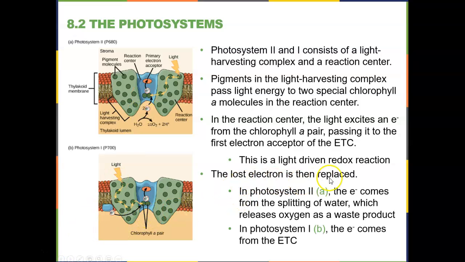That lost electron needs to be replaced. So in photosystem 2, the electron comes from, so this is going to be giving up its electron, comes from splitting water, getting that electron, and producing oxygen and hydrogen ions. Those hydrogen ions can then be used for the ATP synthase to make ATP, and this is where the oxygen is going to come as a byproduct of photosynthesis.